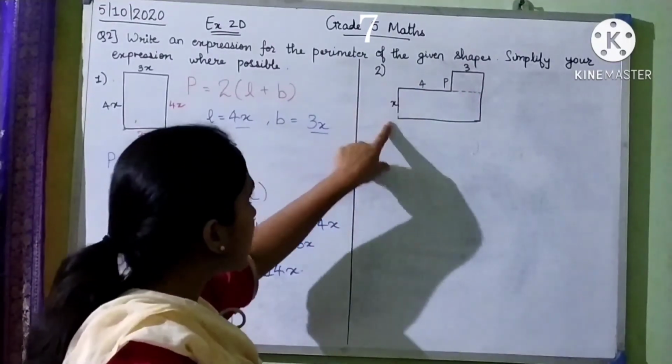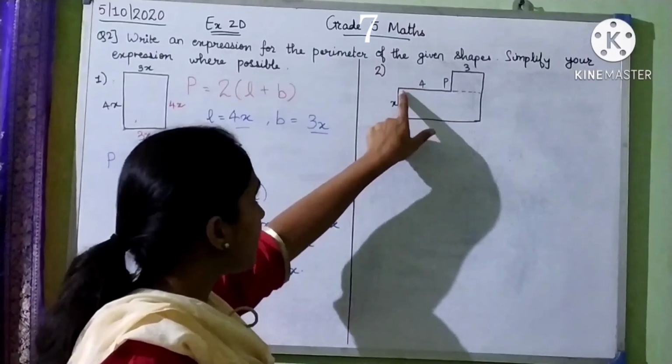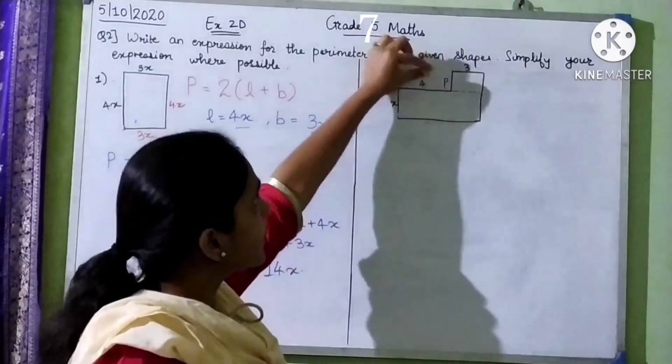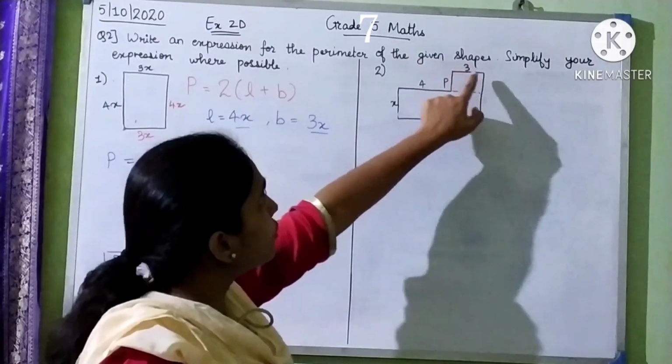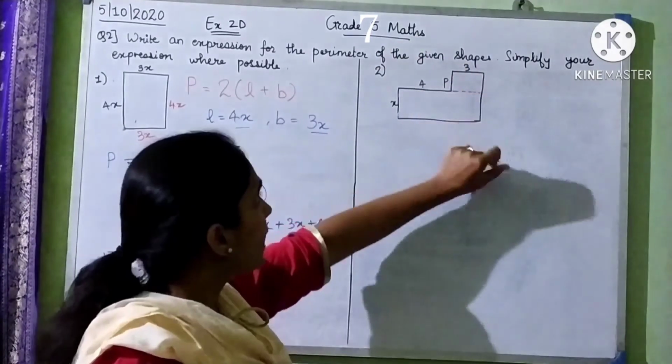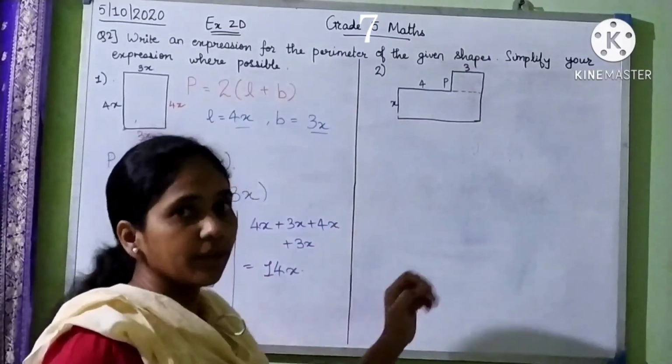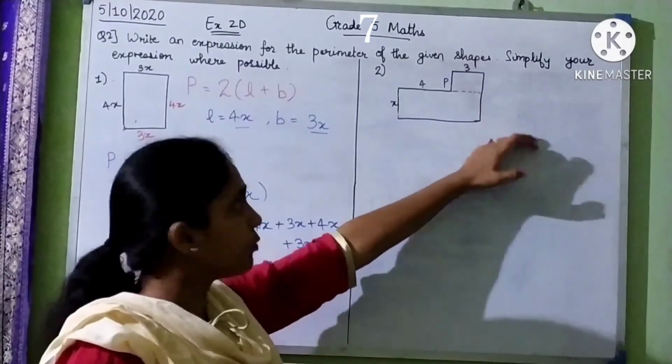So here this length is given as x. From here to here the length is 4. From here to here the length is p. From here to here the length is 3. But we don't have the length of this side and this side given to us. So we have to find that. So how will we do that?